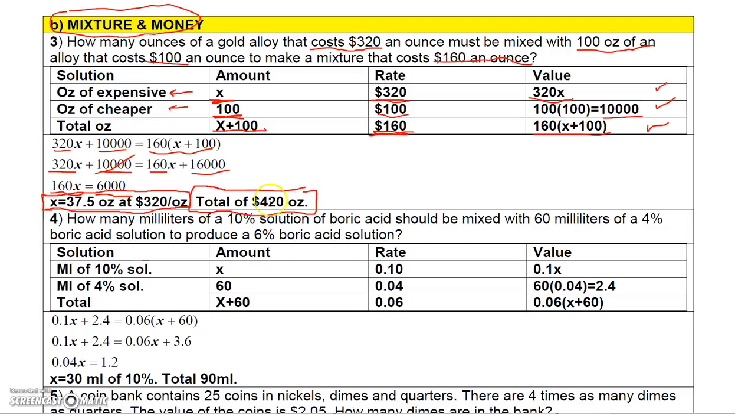If you want to know the total number of ounces, let's see what I did here. Oh, I actually added the wrong thing. The total number of ounces is actually 137.5 here. I think I added it to the cost instead of to the number of ounces. So there's 137.5 ounces. It didn't ask for that, but it's easy to figure out because if you do 37.5 ounces of gold and then add it to 100 ounces of the cheaper alloy, then you've got 137.5 ounces of the mixture.